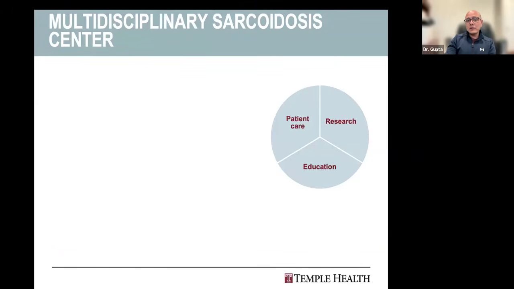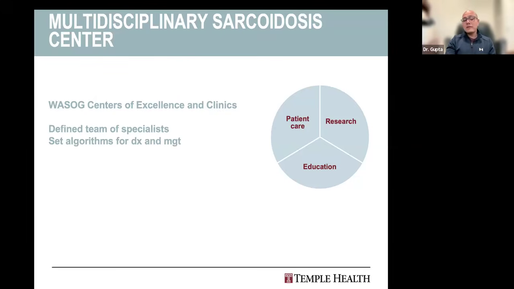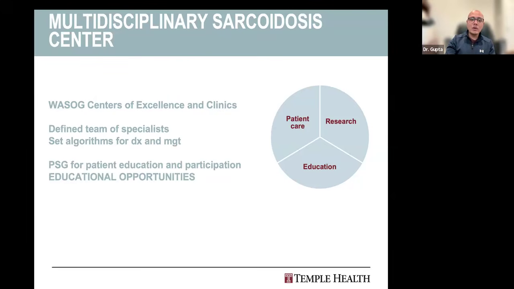So multidisciplinary sarcoidosis centers are important. Patient care, research and education are the three pillars of these types of centers. WASOG, which is the World Association of Sarcoidosis and Other Granulomatous Diseases, has now designated centers to be sarcoidosis clinics, and centers which have a lot of research to be centers of excellence. And these have a defined team of specialists. They have set algorithms for diagnosis and management. They have patient support groups, educational opportunities.